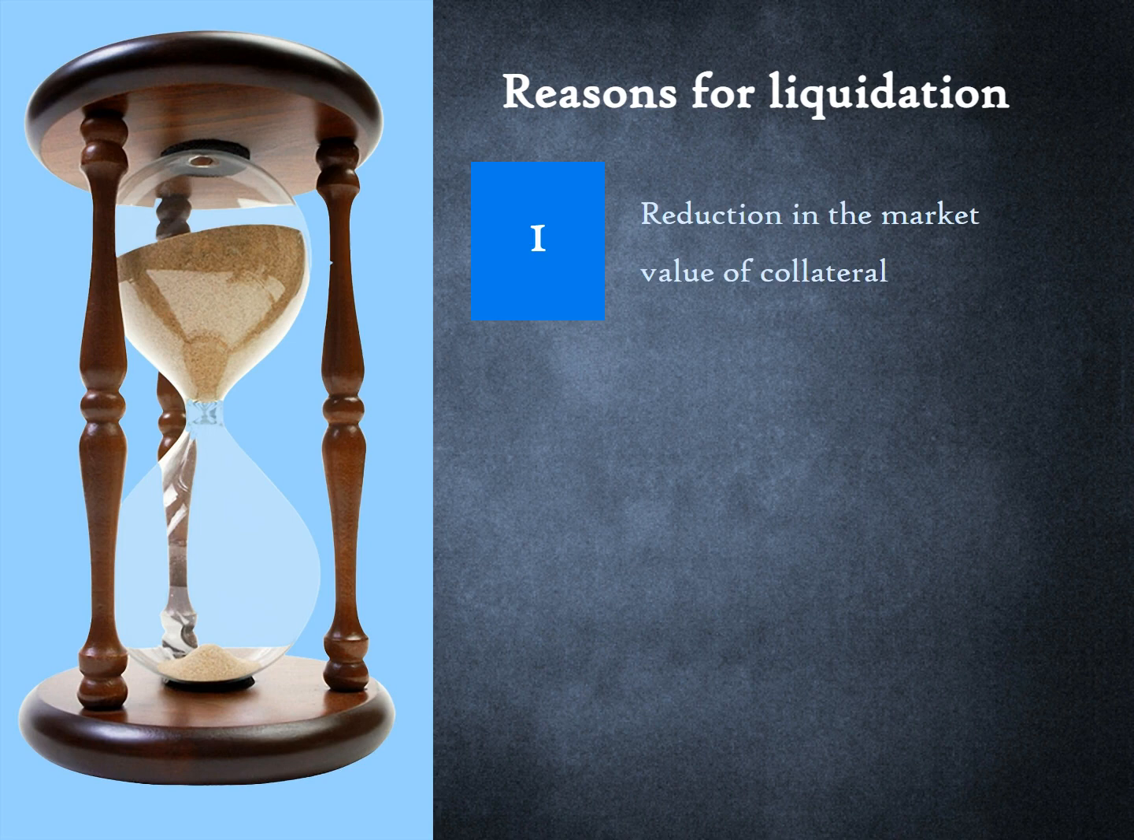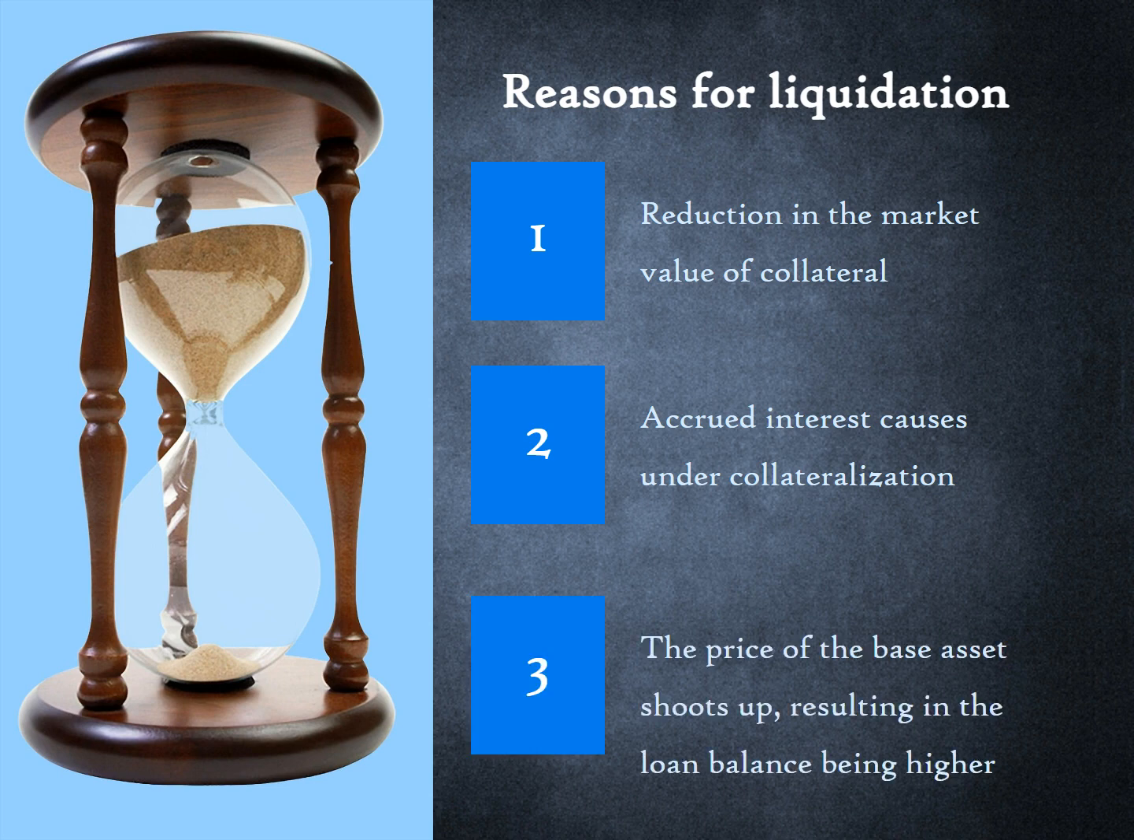First, the market value of collateral can fall. Second, accrued interest could result in under-collateralization. Third, the price of the base asset could shoot up, resulting in the loan balance being higher. However, in version 3 of Compound, this is not likely to happen because the base asset is a stablecoin, whose value, by definition, is stable.